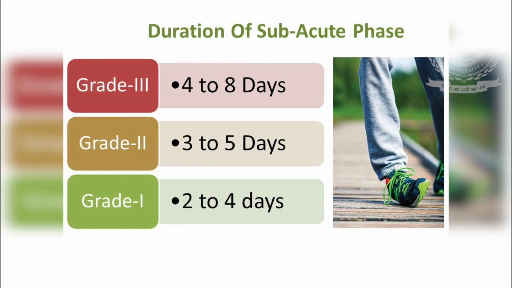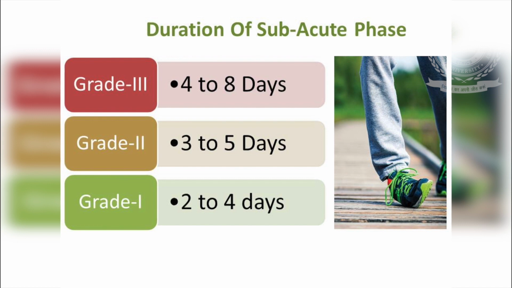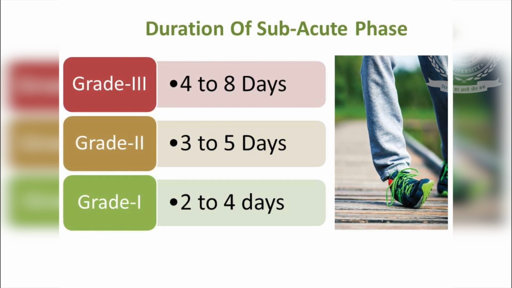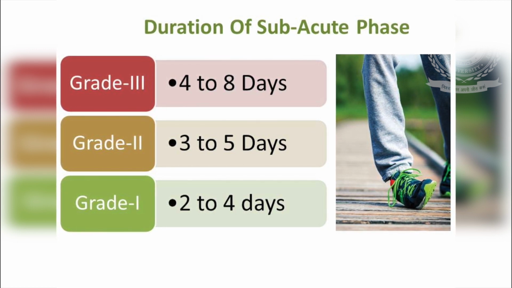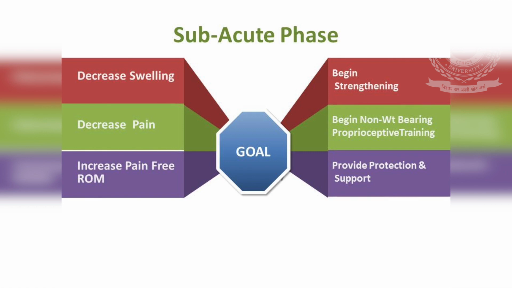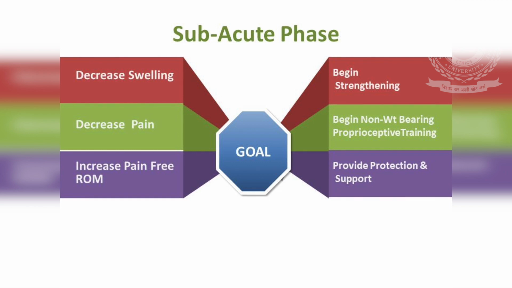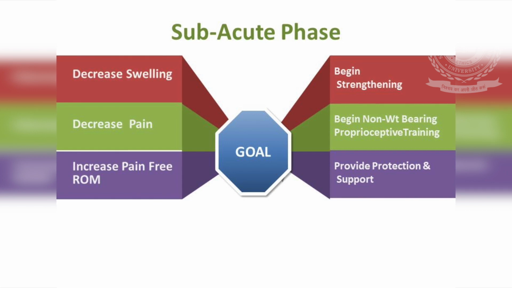The duration of the subacute phase for grade 1 ankle injuries is 2 to 4 days. For grade 2 ankle injuries, 3 to 5 days. For grade 3 ankle injuries, it is 4 to 8 days. The goals of the subacute phase are basically to decrease swelling, decrease pain, increase pain-free range of motion, begin strengthening exercises, begin non-weight bearing proprioceptive training, and lastly, provide protective support as needed.